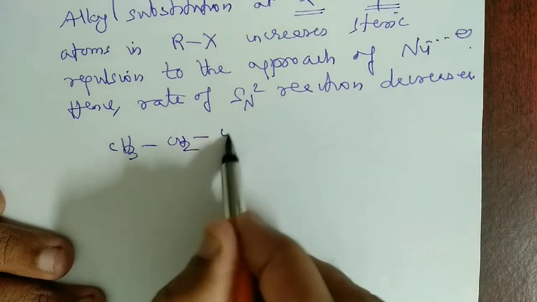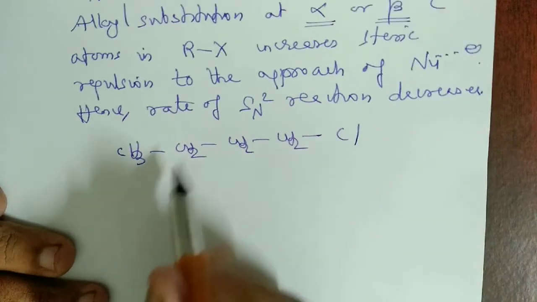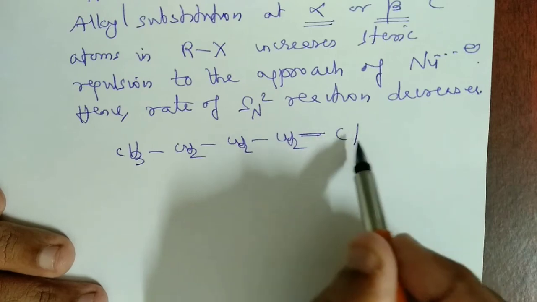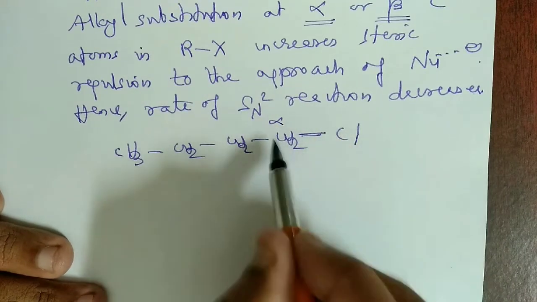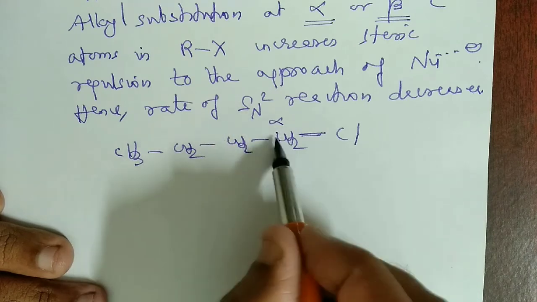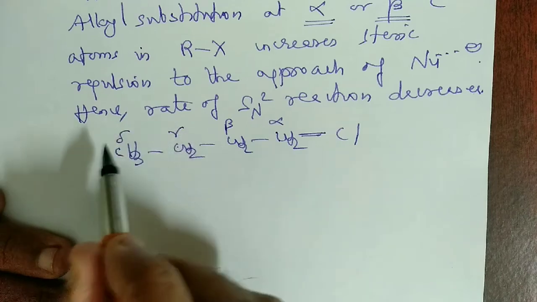CH3, CH2, CH2, CH2, Cl. The carbon atom bonded to functional group, here chlorine, is called alpha carbon. Carbon atom next to alpha is called beta. This is gamma, this is delta, etc.